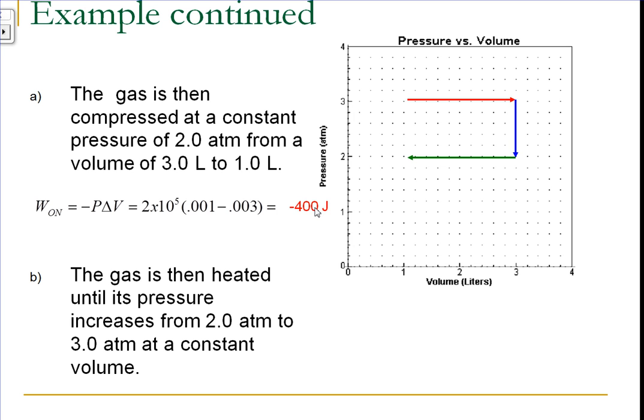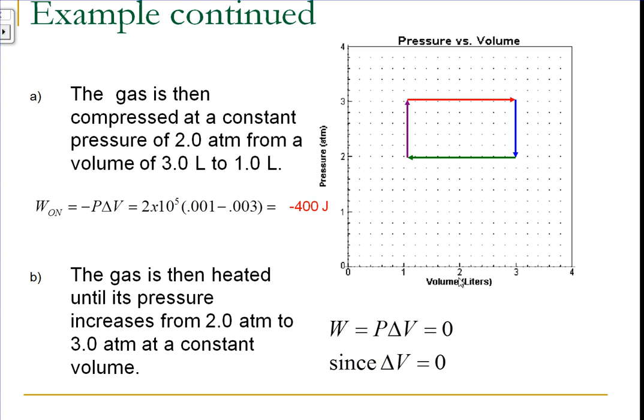Now we're going to heat the gas and increase its pressure from 2 atmospheres to 3 at a constant volume. For the same reasons, the volume changes 0. So the work done on the system at this point in time is 0.